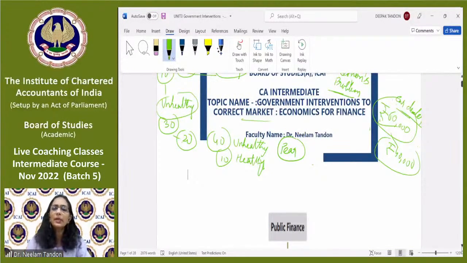Output should be optimally produced. Resources should be allocated efficiently. Distribution of income should be more equitable. And there should be macroeconomic stabilization. So all these factors together are the concern for the government of any country, and that is why they need to intervene to bring the market back on the right track. Okay, so that is what we are going to share today.